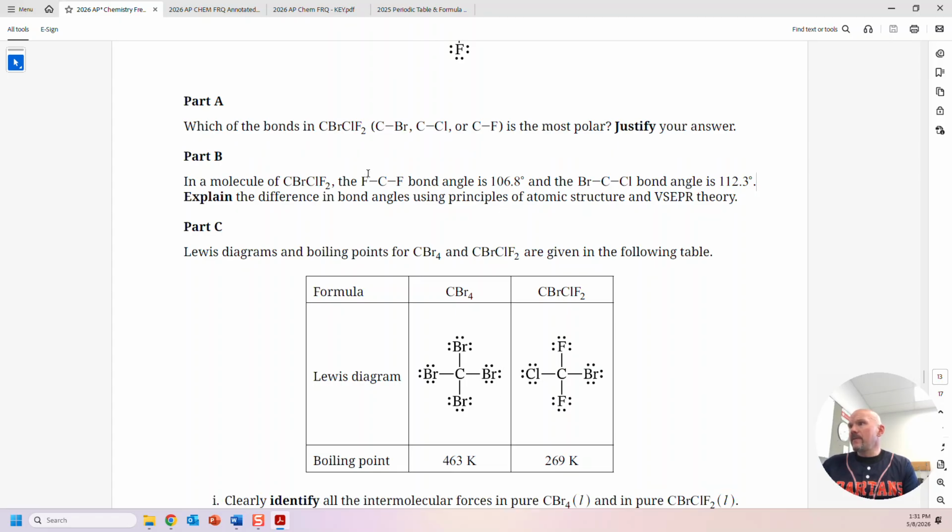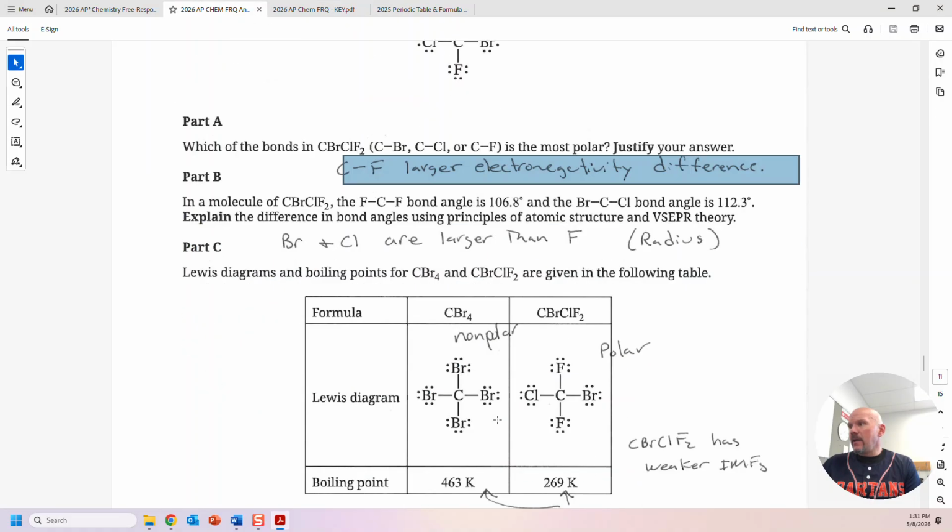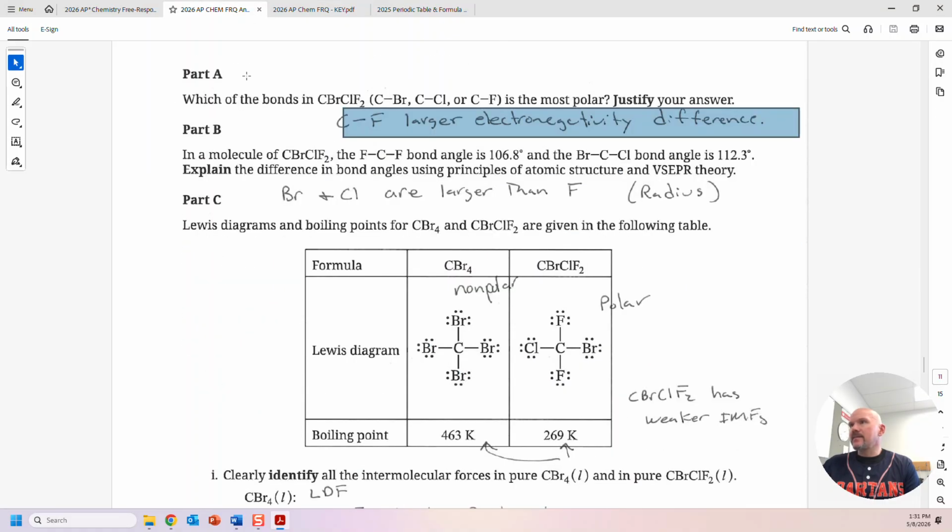They're talking about this bond angle. It's back to this. They're saying this bond angle is shorter than that bond angle between chlorine and bromine, and the reason for that is because Br and Cl are bigger atoms, with bigger electron clouds than fluorine. So again, it's going to be about the radius.